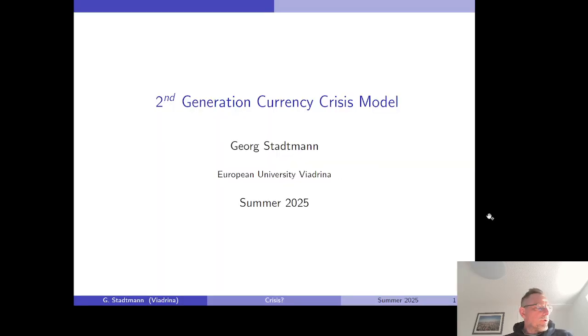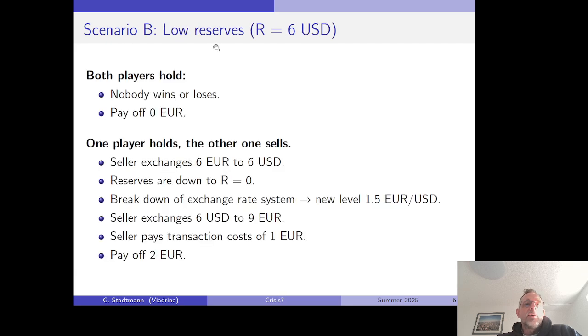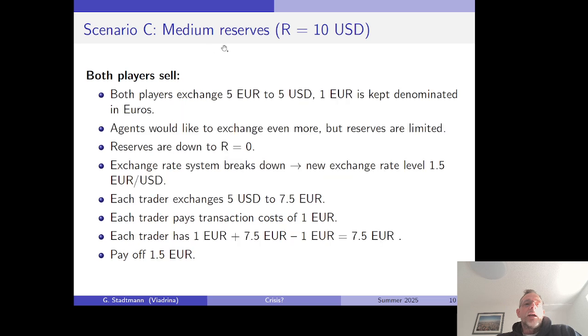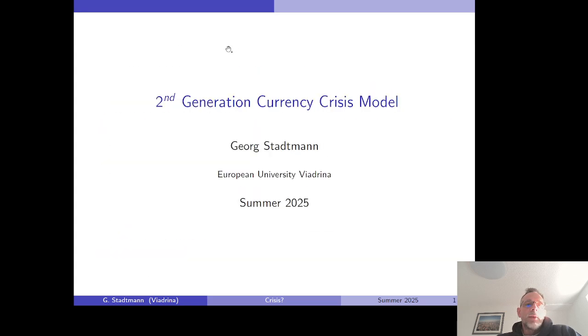Welcome, everybody. Today, I would like to talk about a second generation crisis model. Let's have a quick view through the slides. Like you can see here, a payoff matrix. So it seems we are looking at a game theoretic setting, and different scenarios play a role. Here, we have a scenario with high reserves, then low reserves and medium reserves. So overall, three scenarios seem to play a role.